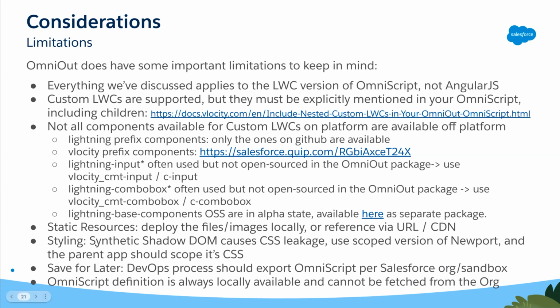We did mention the synthetic shadow DOM quickly. As you know, this is a polyfill that we load in order to support older browsers or browsers that don't understand the native shadow DOM yet. It comes with some consequences like CSS leakage. So when you import the synthetic shadow, the CSS file will leak across the entire page. So be sure that you use the scoped version of Newport or SLDS, basically scope your CSS file so it doesn't interfere with other elements on the page.